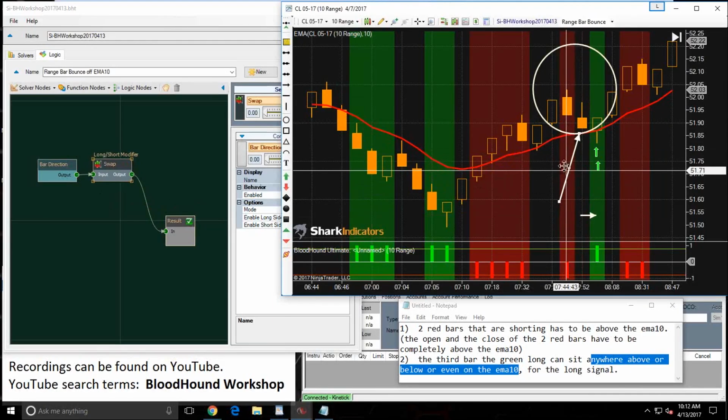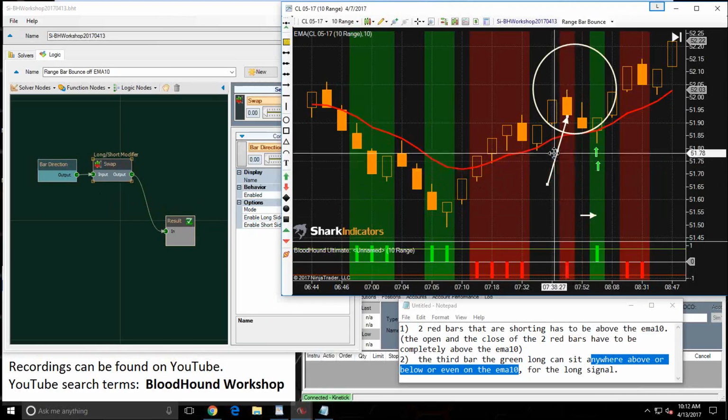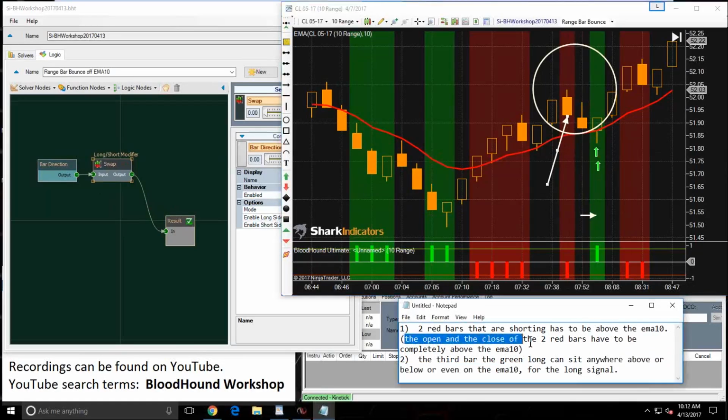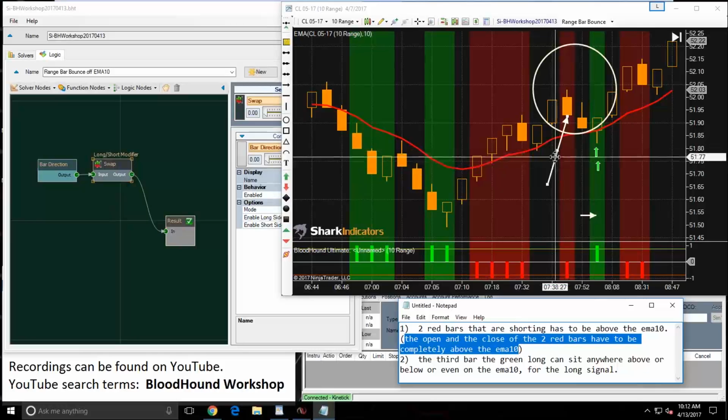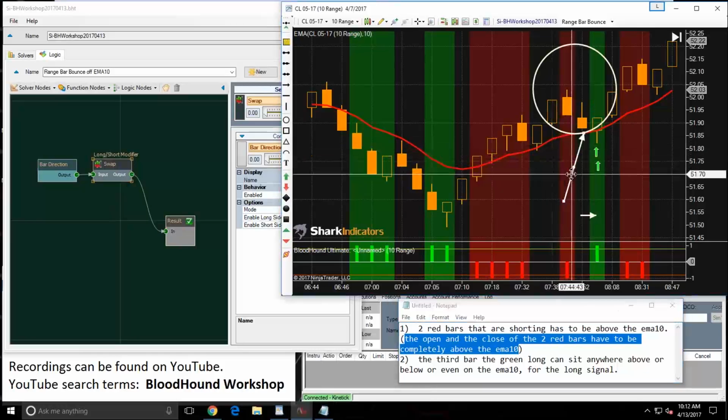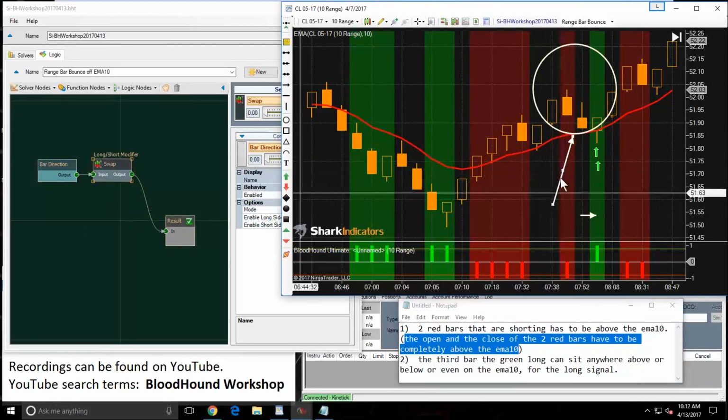Now the other condition, the main condition, is that the open and the close of the two red bars have to be completely above the EMA 10. So we have to make sure that both of these bars are completely above that EMA 10.